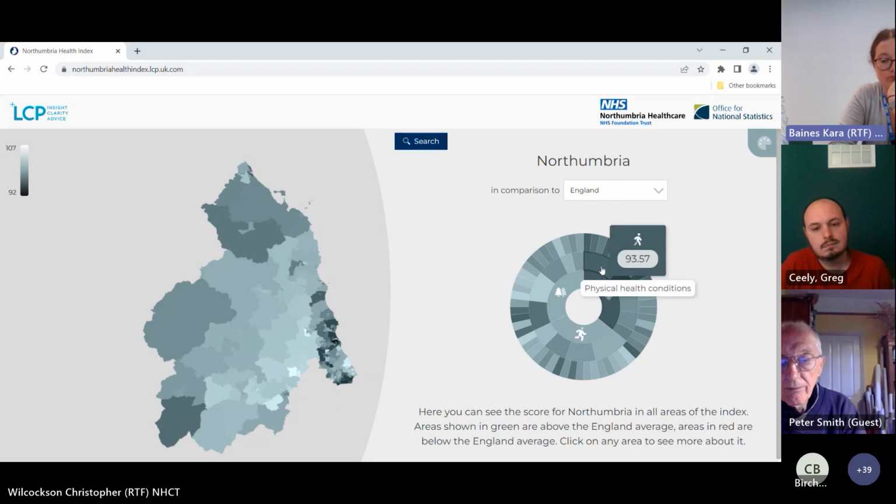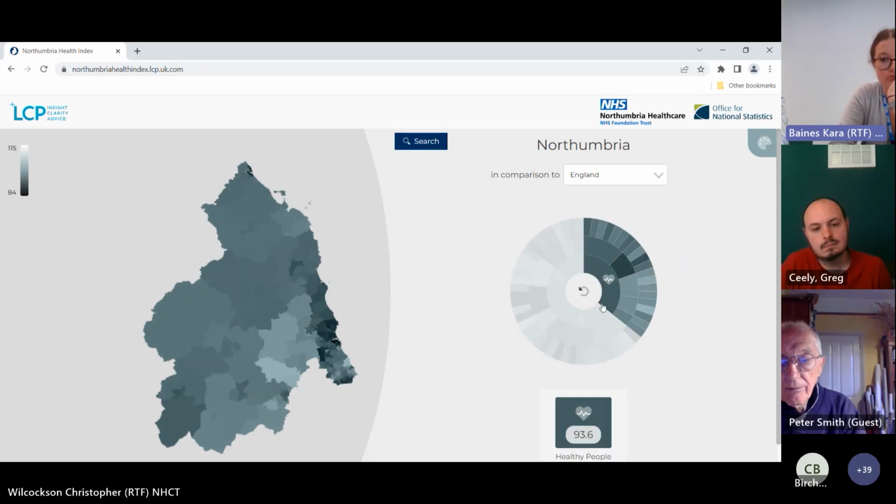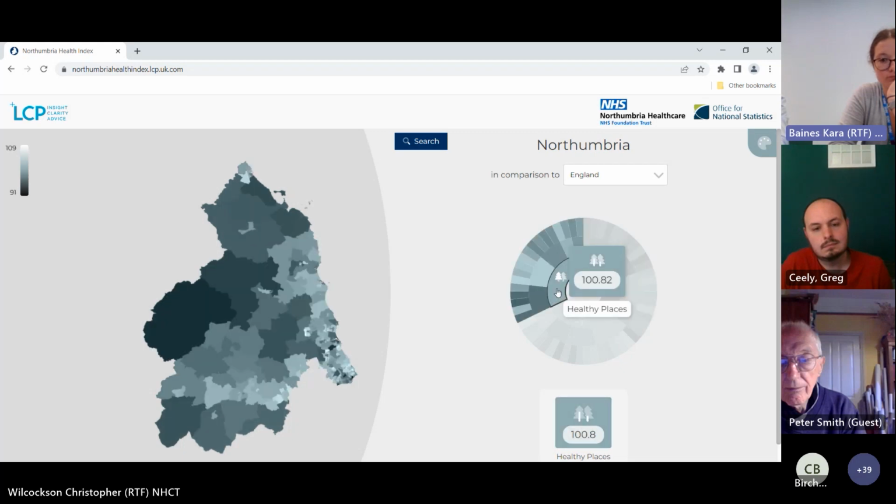Especially being able to break it down, so you can visualize a domain, or a subdomain. Not everything has worked perfectly when we've been visualizing this. For example, if we look at our healthy places domain, we'll see quite a few dark areas, representing a poor score in our rural areas of Northumberland. Some of that has been driven by the methodology behind the health index. So, for example, access to green space.